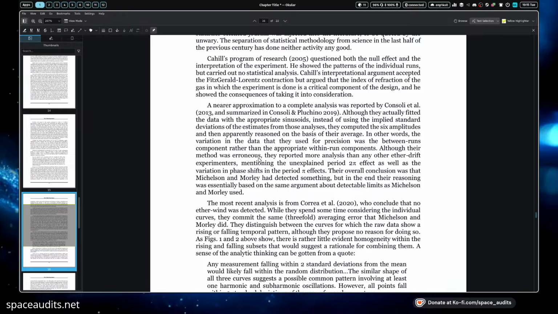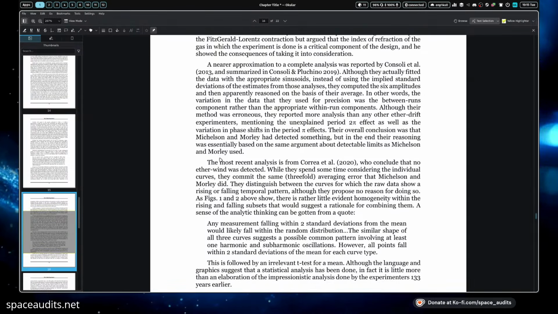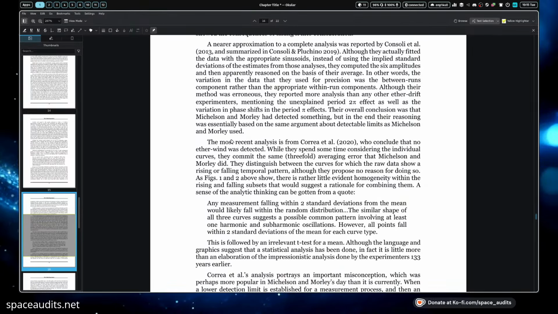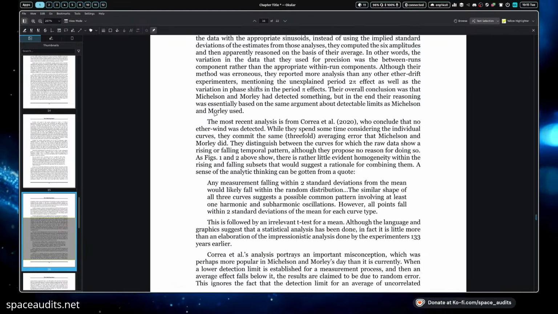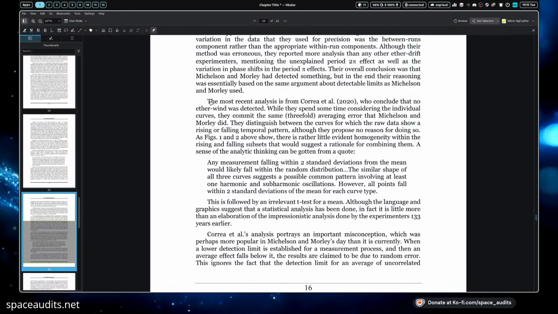Although their method was erroneous, they reported more analysis than any other ether drift experimenters, mentioning the unexplained period 2 pi effect as well as the variation in the phase shift with the period pi effect. Overall, their conclusion was that Michelson and Morley had detected something, but in the end, their reasoning was essentially based on the same argument about the detectable limits as Michelson and Morley used. Yeah, so based on like the 30 kilometers a second for their amount.